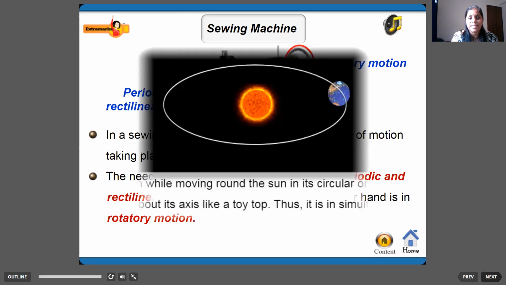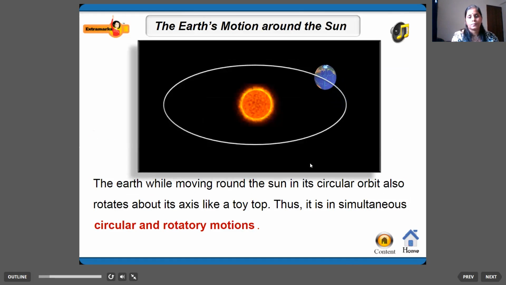And the last, the third example: the Earth moving around the Sun executes circular and rotatory motions. The Earth's motion around the Sun shows both circular as well as rotatory motion. Circular means when the Earth revolves around the Sun in its elliptical path, the circular path. So it's an example of circular motion. And when the Earth moves on its fixed axis, you can see over here, it is an example of rotatory motion.